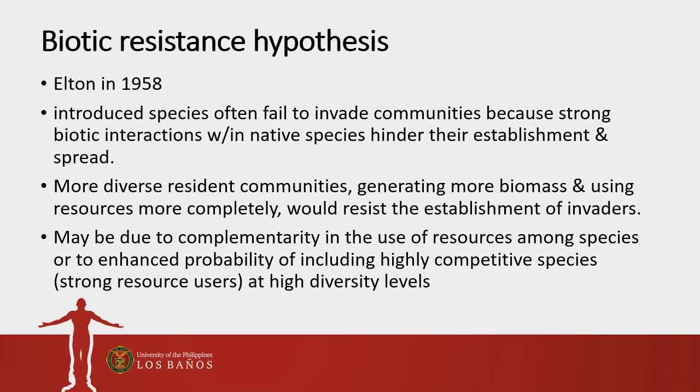Let's take a look at some of the hypotheses. So according to Elton, introduced species often fail to invade communities because strong biotic interactions within native species hinder their establishment and spread. More diverse resident communities, generating more biomass and using resources more completely, would resist the establishment of invaders. And maybe due to complementarity in the use of resources among species, or to enhance probability of including highly competitive species at high diversity levels.